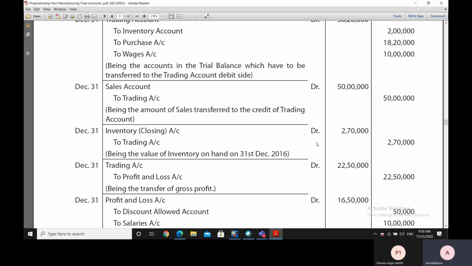Now, by introducing this entry, what we are doing is that we are opening a closing inventory account and we are debiting that account with 2,70,000 rupees. And we are crediting the trading account with 2,70,000 rupees. So this credit is going as a closing stock entry in trading account, and the debit balance of the inventory closing account will go into the balance sheet straight away. So therefore, this entry is important here to be understood.